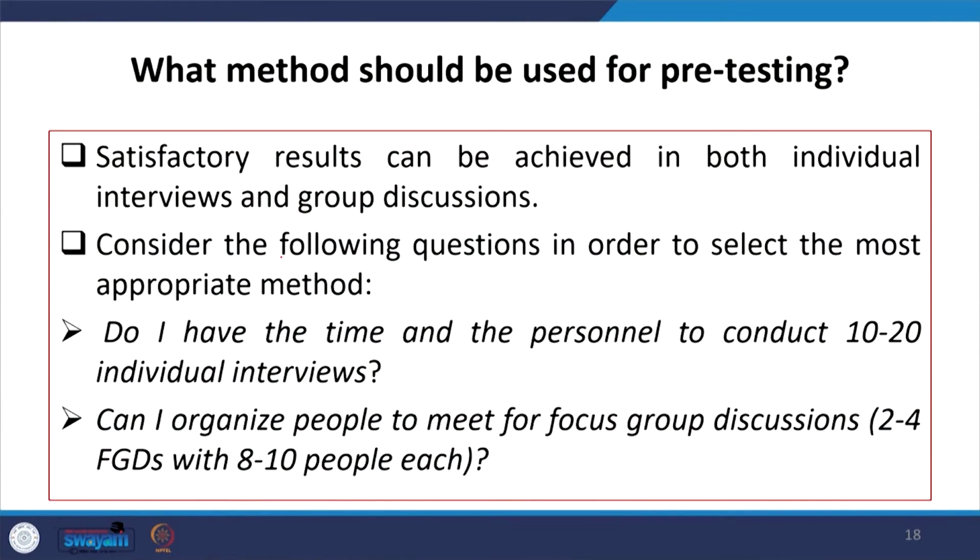So, in the methods it is also important to note that satisfactory results can be achieved in both individual interviews and group discussions. Consider the following questions in order to select the most appropriate method. Do I have the time and the personnel to conduct 10 to 20 individual interviews? Can I organize people to meet for focus group discussions, 2 to 4 FGDs with 6 to 10 people, or 8 to 10 people each?